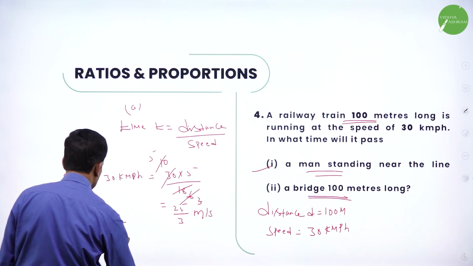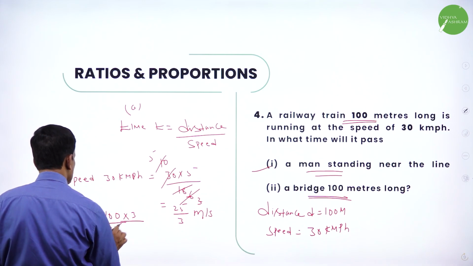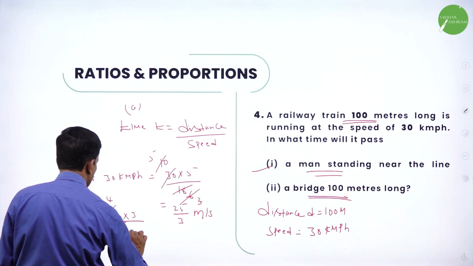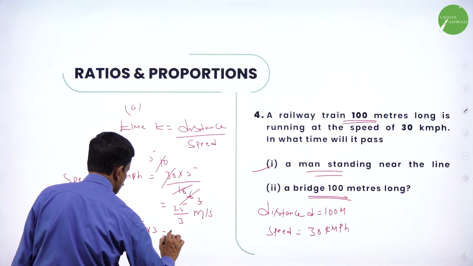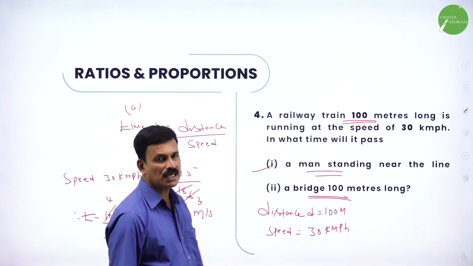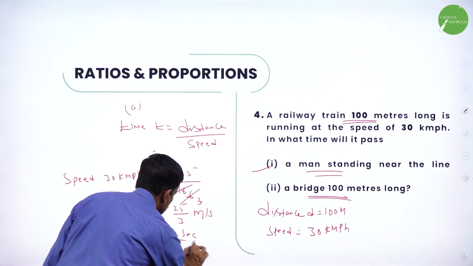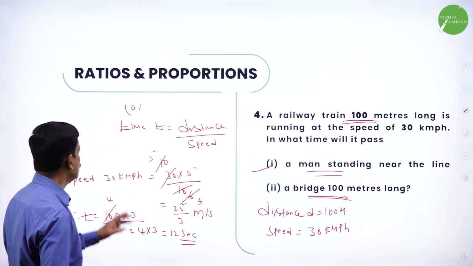So what is this equal to? 25 goes to the numerator. 25 fours are 100, 4 into 3, that's equal to 12. So the time taken is equal to 12 seconds. That's it. That is the first answer. See here, very simple.